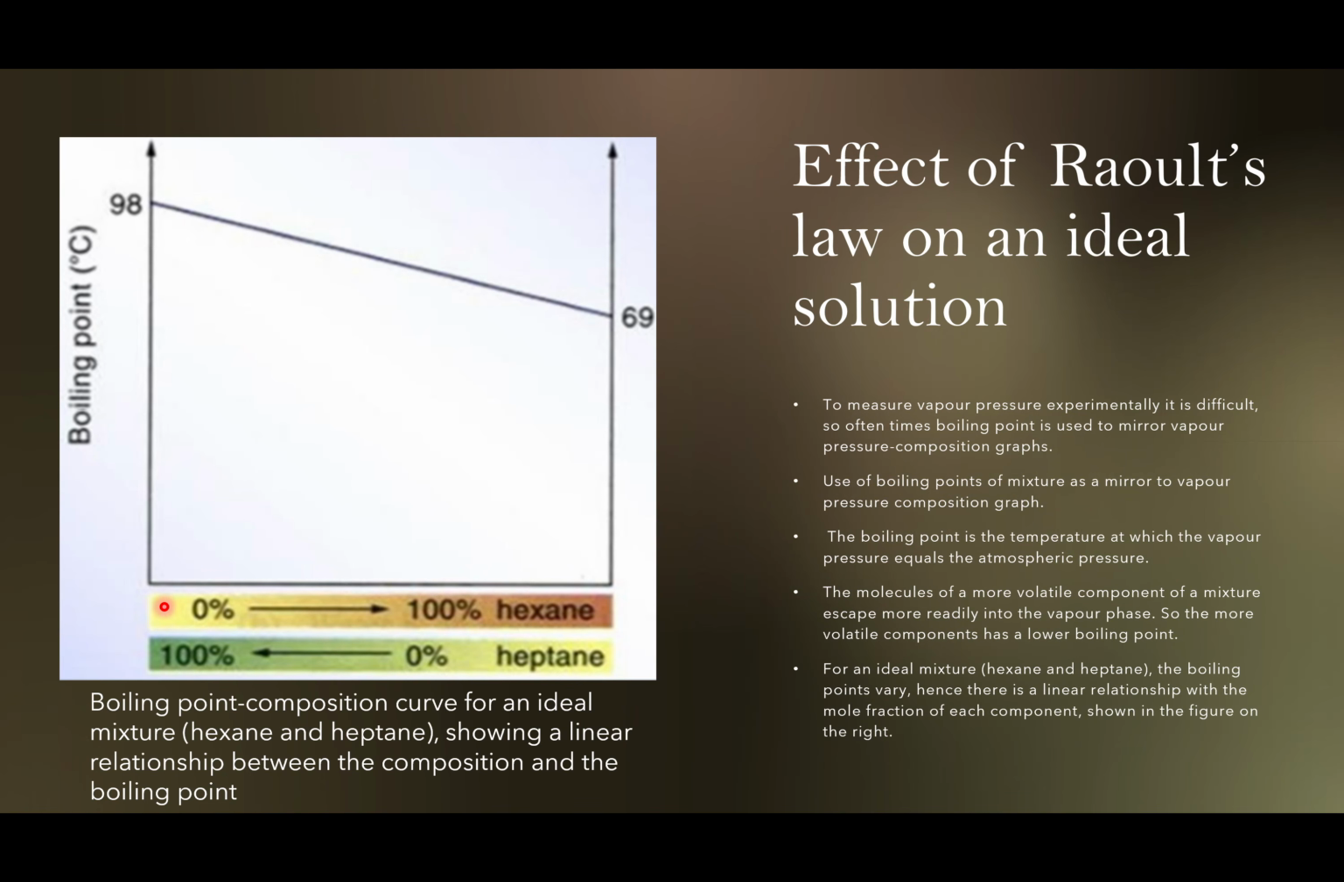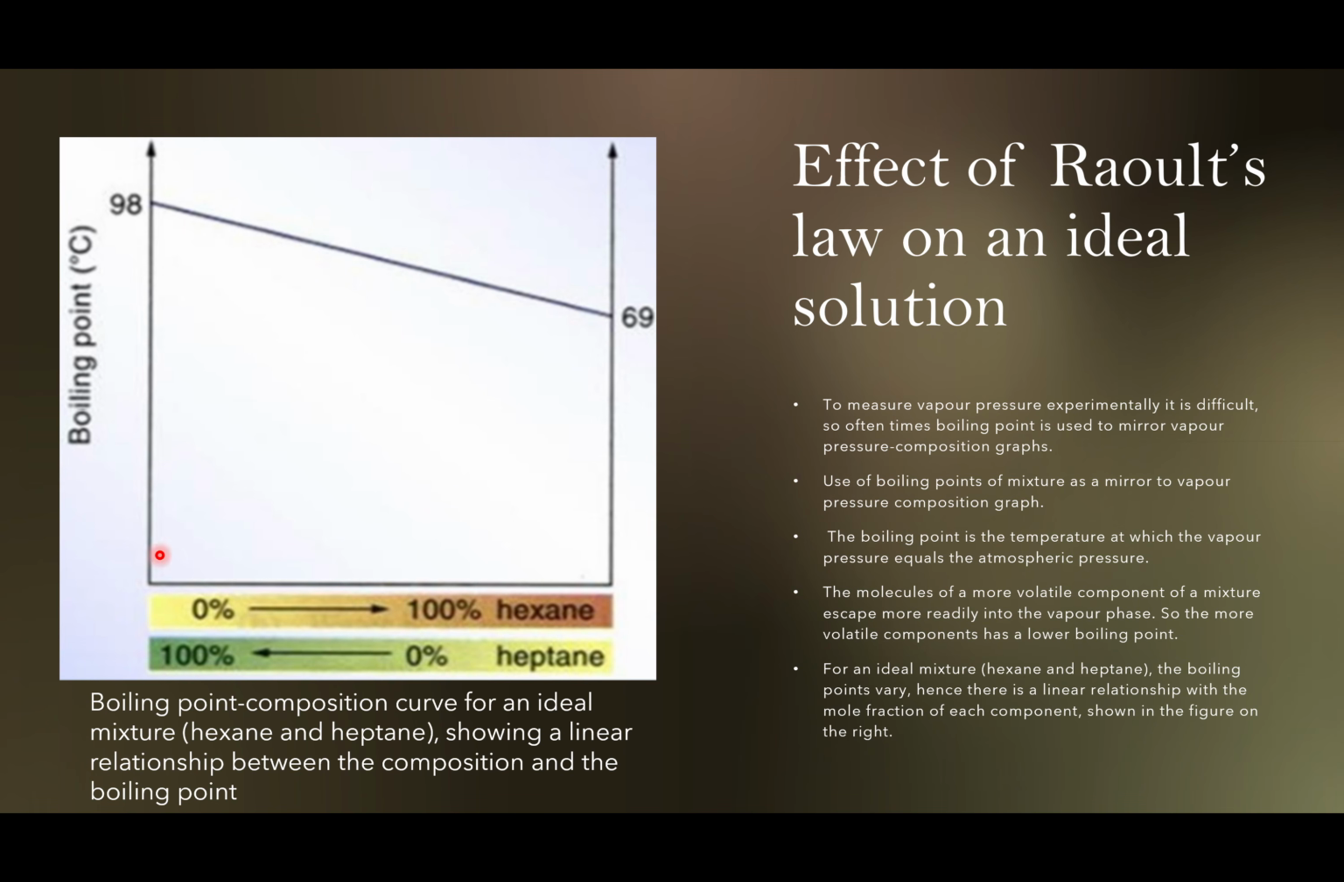Let's look at this. Right, this makes a lot of sense as well. To measure the vapor pressure experimentally is difficult. So oftentimes the boiling point is used to mirror the vapor pressure composition graphs. So we measure the boiling point of hexane by itself, and the boiling point of heptane by itself, and then we draw the graphs from there.